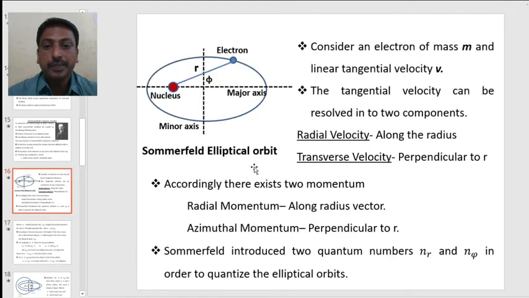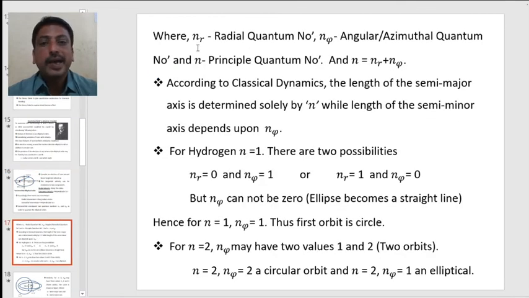In addition to this, he introduced two more quantum numbers, nr and nφ, in order to quantize the elliptical orbits, where nr is known as the radial quantum number, nφ is known as the azimuthal quantum number, and we all know that n represents the principal quantum number. Here it is to be noted that n is equal to nr plus nφ. According to classical dynamics, the length of the semi-major axis is determined solely by n, while the length of the semi-minor axis depends upon nφ.